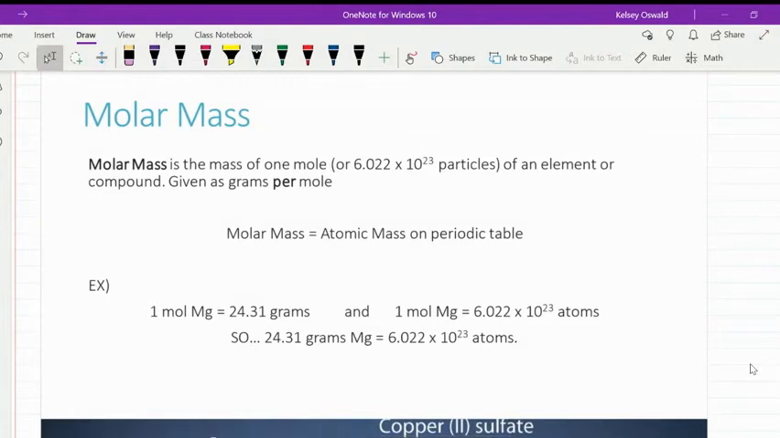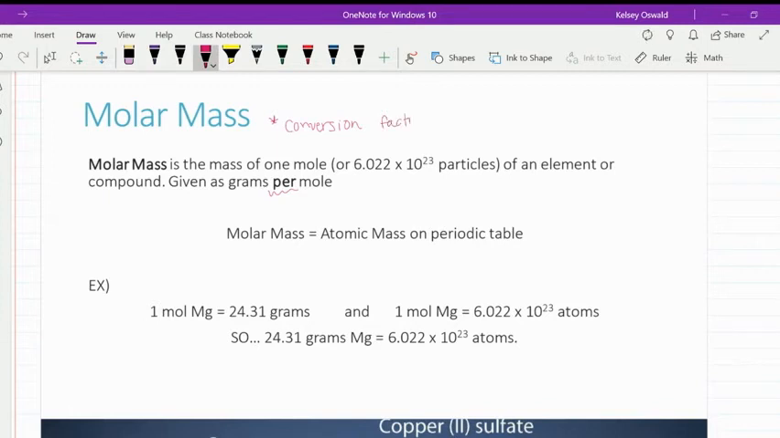So we can actually find how many grams are in 1 mole, or 6.022 times 10 to the 23rd particles of an element or compound. And this is going to be given as grams per mole. Notice that per there, that should jump out because we're going to be able to use molar mass as a conversion factor. And this is what we're going to look at tomorrow.